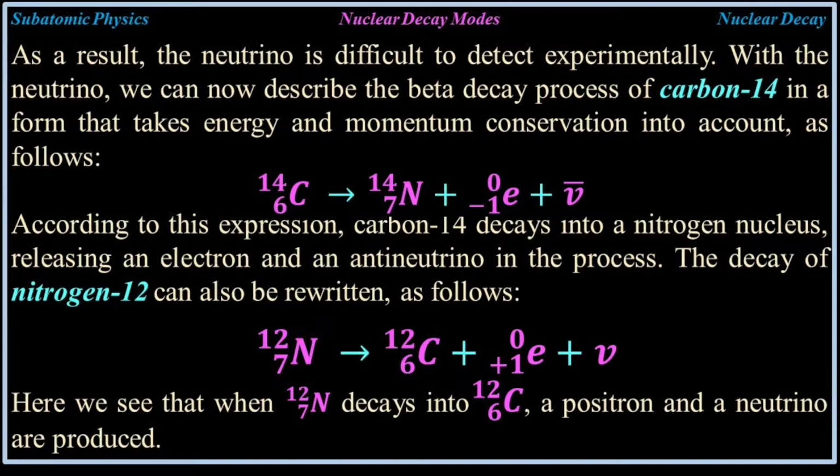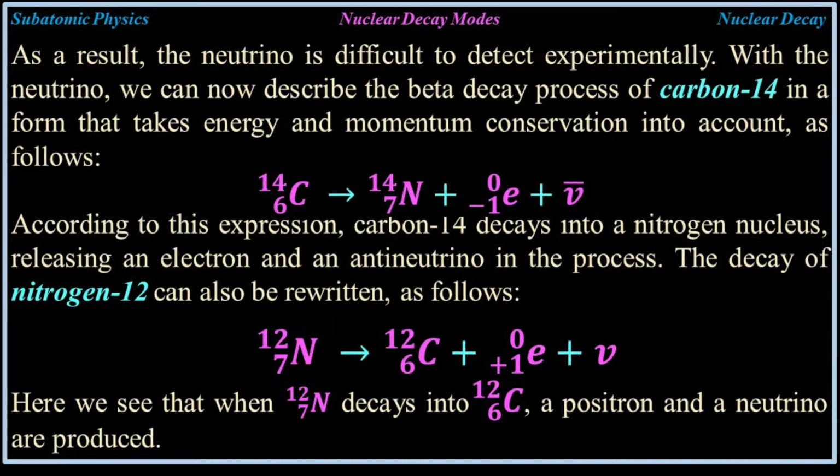With the neutrino, we can now describe the beta decay process of carbon-14 in a form that takes energy and momentum conservation into account as follows. According to this expression, carbon-14 decays into a nitrogen nucleus, releasing an electron and an antineutrino in the process. The decay of nitrogen-12 can also be rewritten as follows.